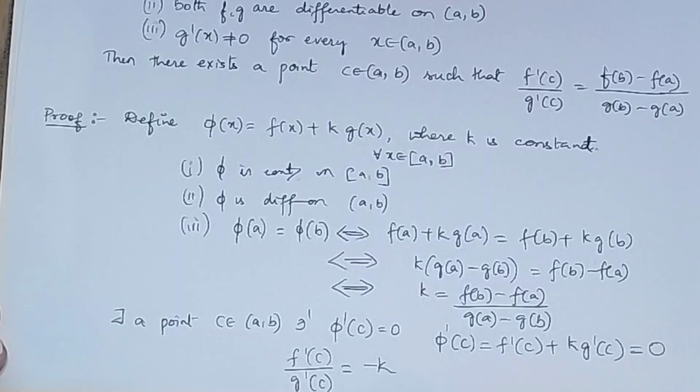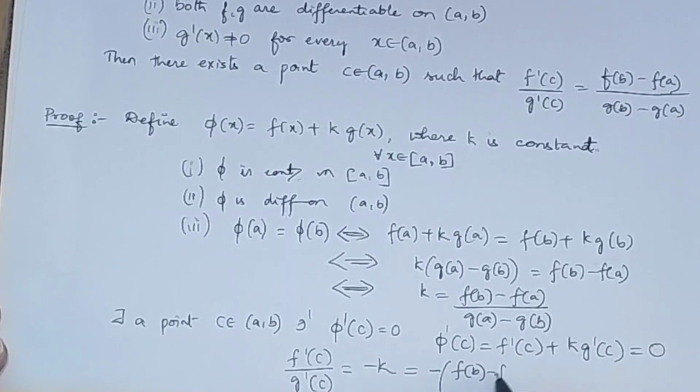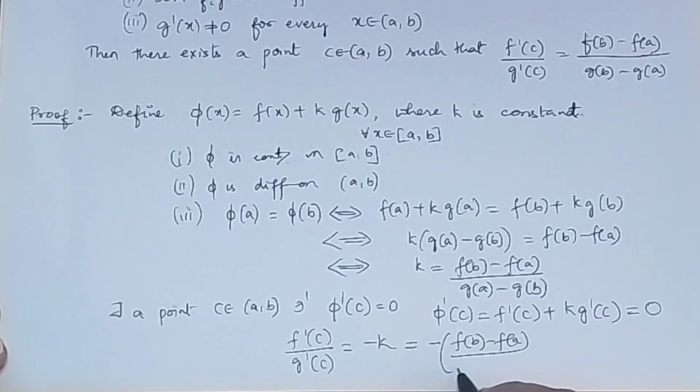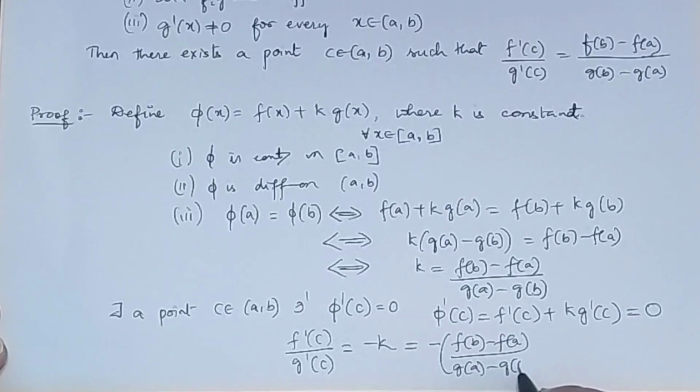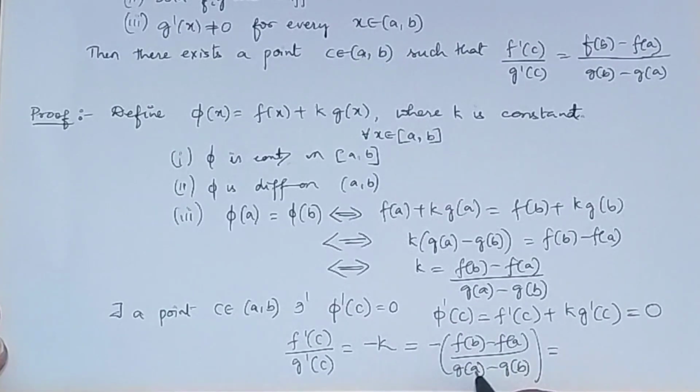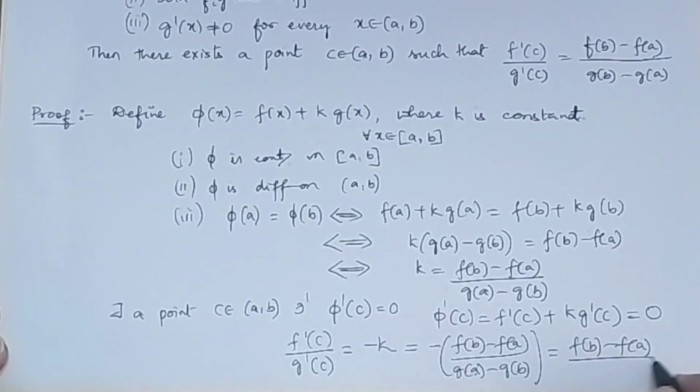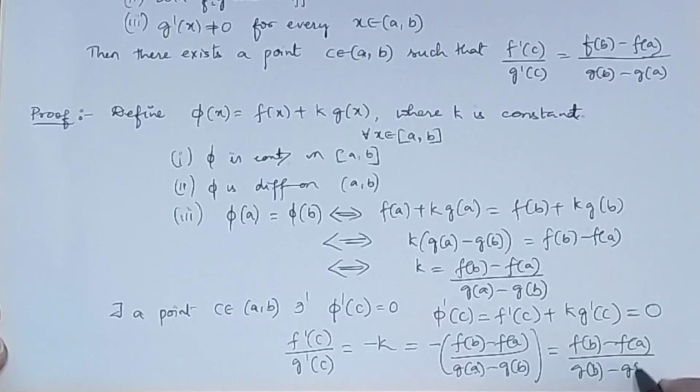So f dash of c divided by g dash of c is minus k, which is equal to, substituting the value of k, minus of f of b minus f of a divided by g of a minus g of b. I can rewrite this, by taking minus common here, as f of b minus f of a divided by g of b minus g of a. So f dash of c by g dash of c equal to f of b minus f of a divided by g of b minus g of a. Hence we proved the Cauchy's mean value theorem.